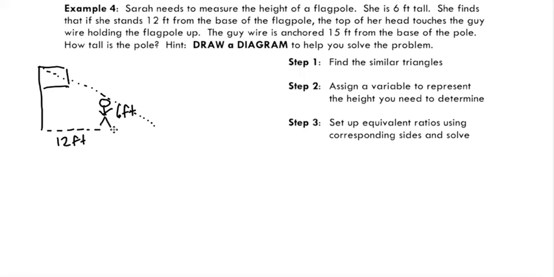So from here, this entire distance is 15 feet. And that is the information that I have from my diagram. So I have my flagpole, I have Sarah. I know that Sarah's 12 feet from the pole, and the guy wire connects to the ground from the pole at a measurement of 15 feet. So where are my triangles?